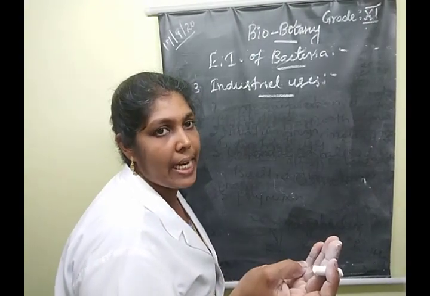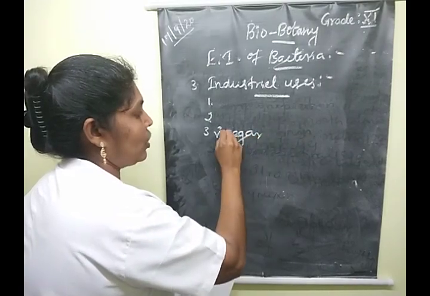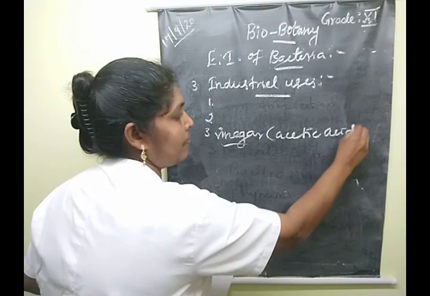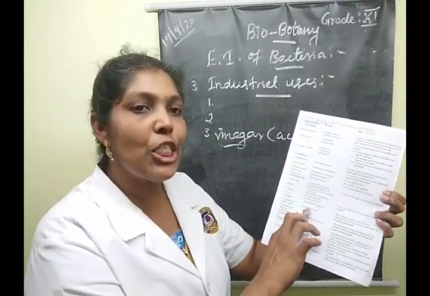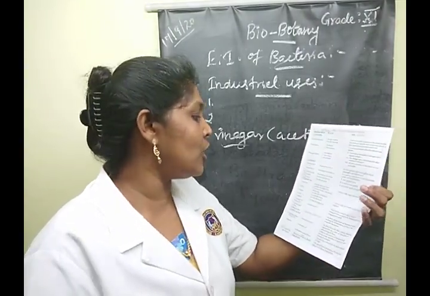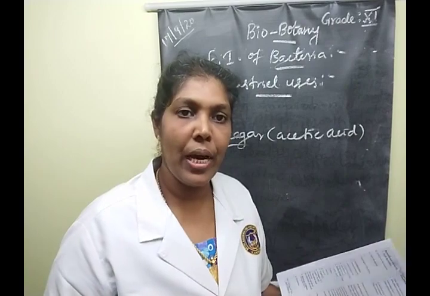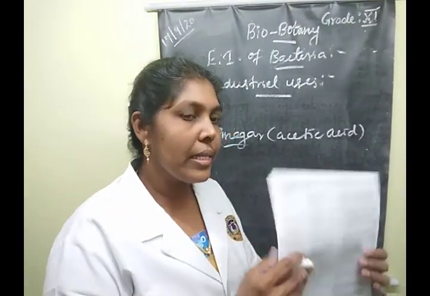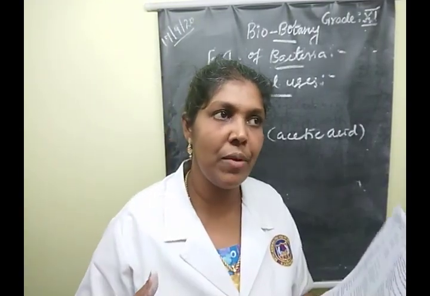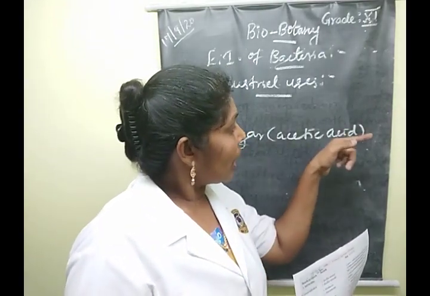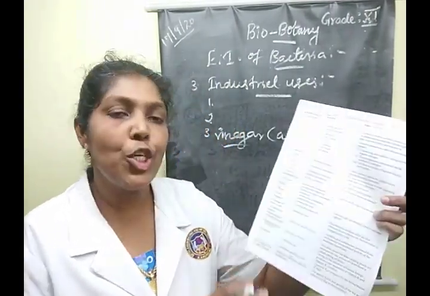The next one is acetic acid, vinegar. Okay, that's acetic acid, vinegar. How is it prepared? Which type of bacterial cell is involved in this process? Here it is Acetobacter aceti. This bacterium first needs ethyl alcohol. How do you get this ethyl alcohol? It is obtained from molasses by fermentation, and the ethyl alcohol is converted into acetic acid. So the bacterial species involved is Acetobacter aceti.